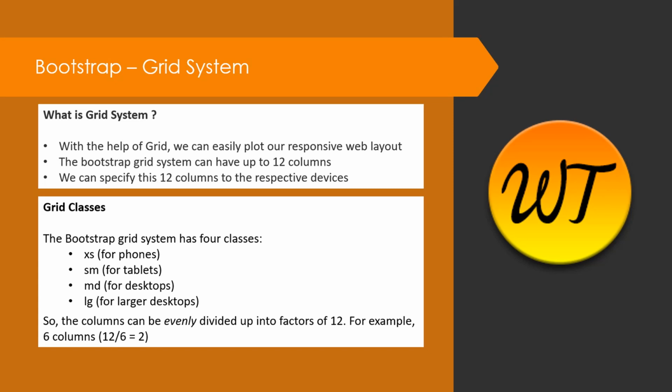The Bootstrap grid system has four grid classes: XS, SM, MD, LG. XS is nothing but extra small. It will fit for the phones. SM is nothing but small. It will fit for the tablets. MD is for the medium. It will fit for the desktop. And LG is for the larger desktops. In a few seconds, I will show how the grid system works.